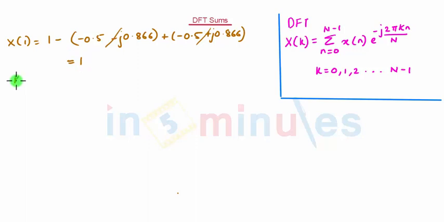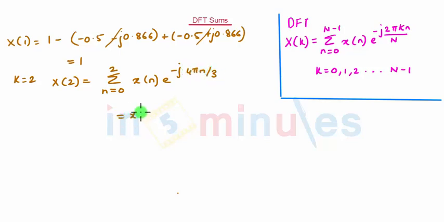For k is equal to 2, X of 2 is equal to summation n is equal to 0 to 2 x of n e raised to minus j 4 pi n by 3, that is x of 0 e raised to 0 plus x of 1 e raised to minus j 4 pi by 3 plus x of 2 e raised to minus j 8 pi by 3, that is for n is equal to 2.